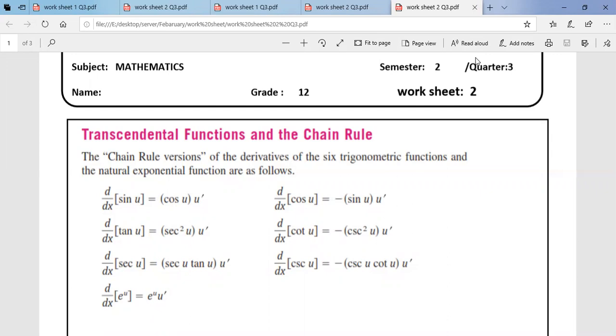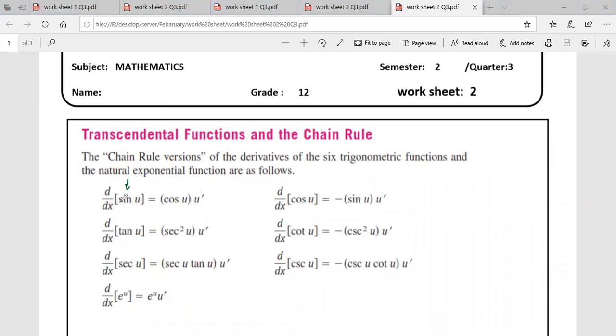Look here, our lesson today, as you see, is about the transcendental function and the chain rule: how to find the derivative of a composite function. The outer one is the trigonometric function or transcendental function. Transcendental what function? Look here, I have to apply this rule.